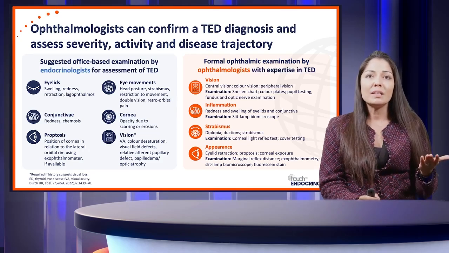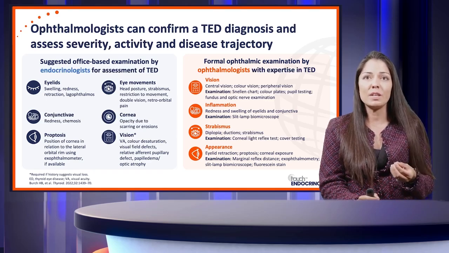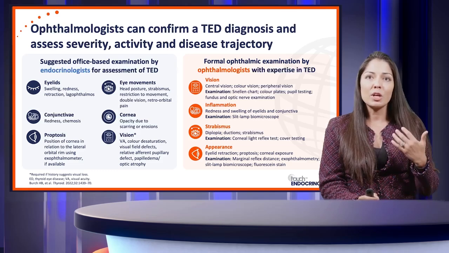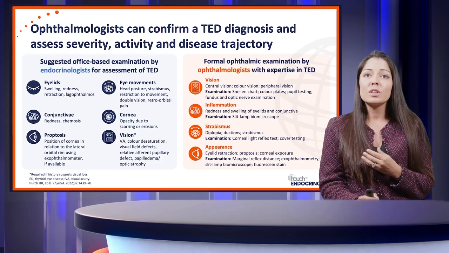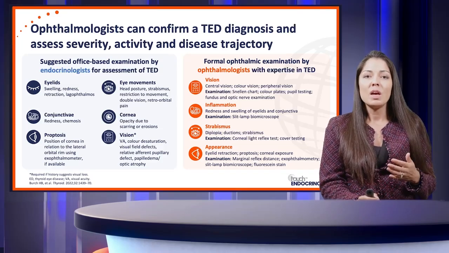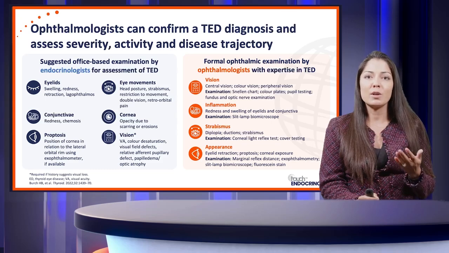You can evaluate their eyelids for eyelid symmetry, eyelid position, and eyelid closure. You can look at the conjunctiva for the redness and injection of the surface of the eye. You can look at the position of their globes. Are they symmetric or are they too prominent? You can look at the movement of the eyes. Are the eyes moving properly and symmetrically? And you can evaluate their vision, check their acuity, their color vision, etc.